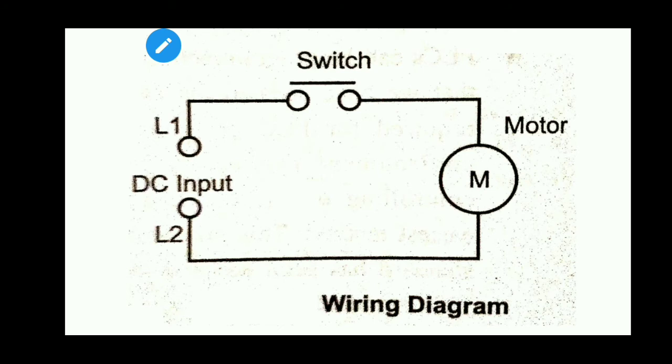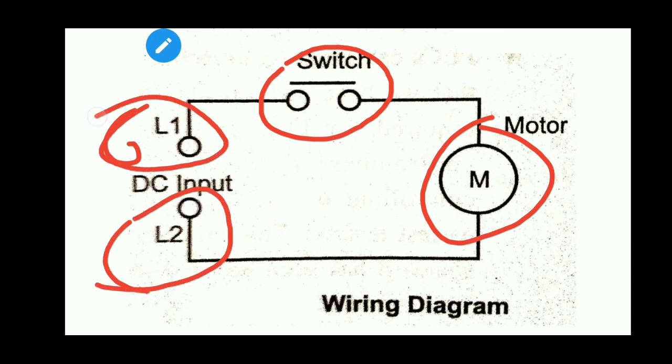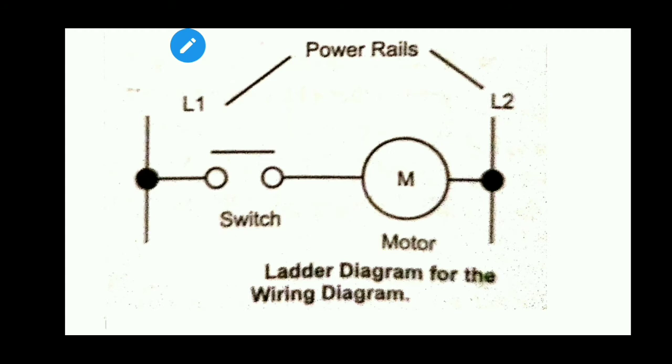You can see a simple circuit which consists of a switch, a motor, and a DC input. The switch is represented in here and the motor is represented in here. The DC input is represented by L1 and L2. The DC input may be a battery or any DC source. This is an example of an electric circuit consisting of a switch and motor. The circuit operates the motor depending on the switching activity.